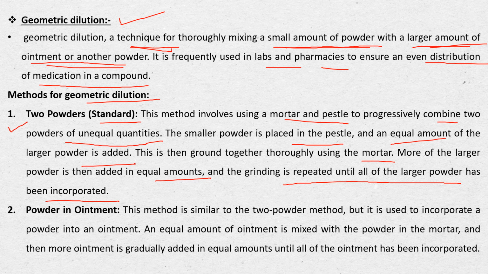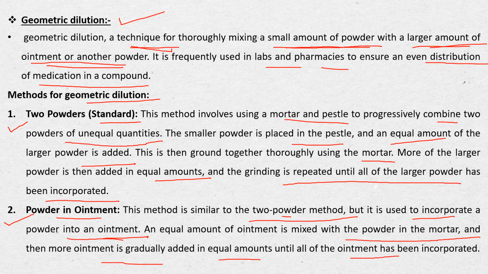next method is powder in ointment. So here this method is similar to the two powder method, but it is used to incorporate a powder into an ointment. Okay, as the name suggests, powder in ointment, here the powder is first incorporated into an ointment. An equal amount of ointment is mixed with the powder in the mortar, and then more ointment is gradually added in equal amounts until all the ointment has been incorporated properly, right?